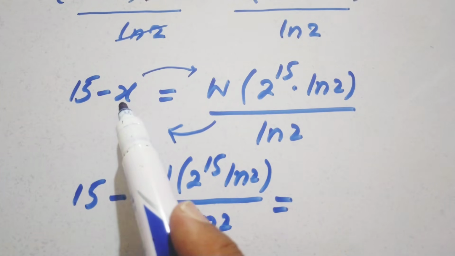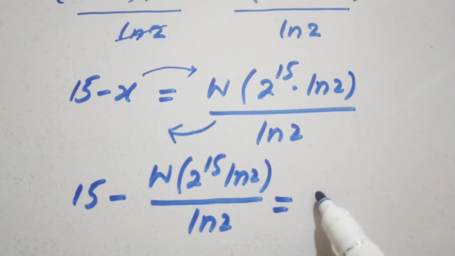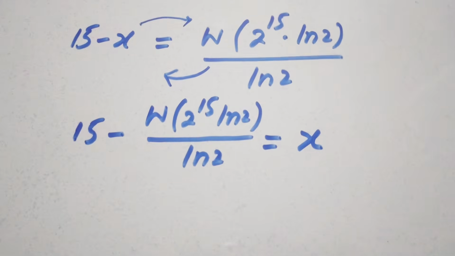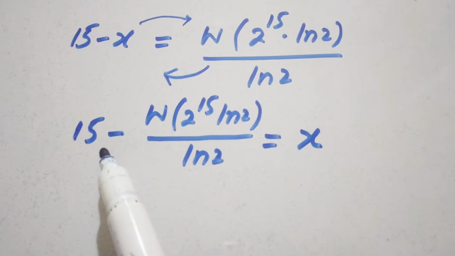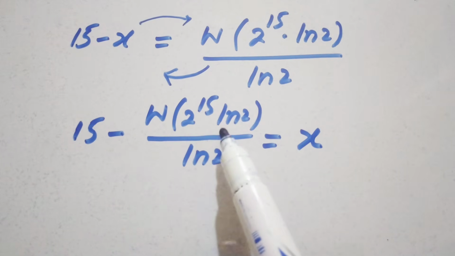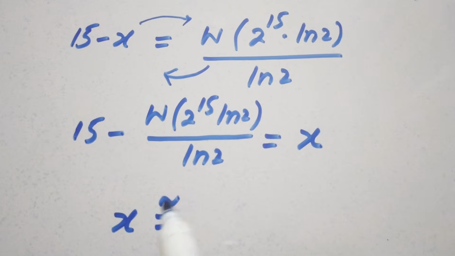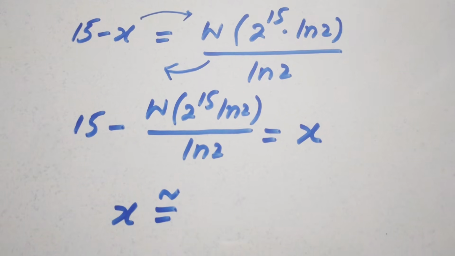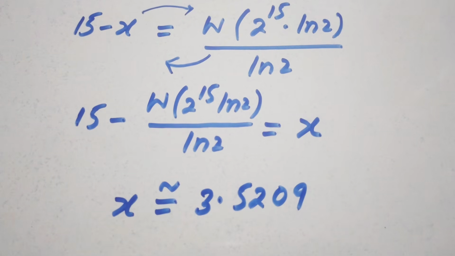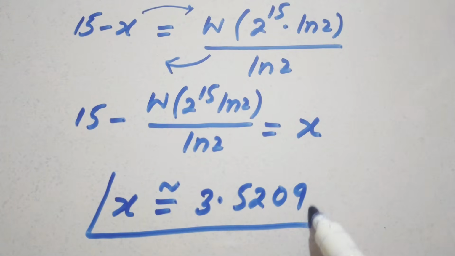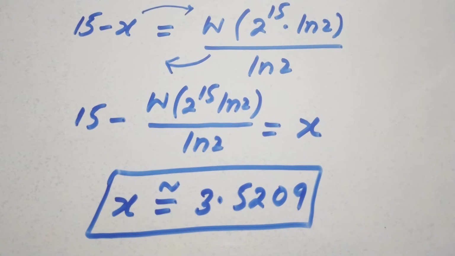This is equal to, by moving negative x from the left hand side to the right hand side, this will become positive. So now we have x is equal to 15 minus W of 2 power 15 natural log of 2, divided by natural log of 2. This is nearly equal to, if we use the calculator and then by multiplying and dividing this, we get 3.5209. So this is the value of x, which is in between 3 and 4.